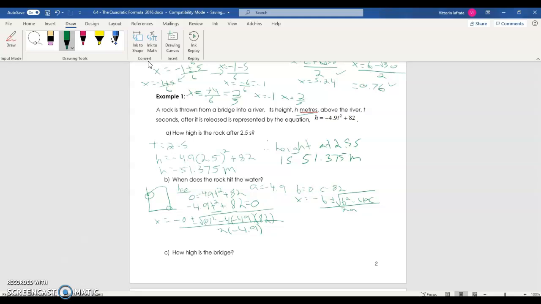And then if we go and clean all that up, we get x is equal to 0, because negative 0 is 0, plus or minus square root of, if you plug all that in your calculator, you get 1607.2.